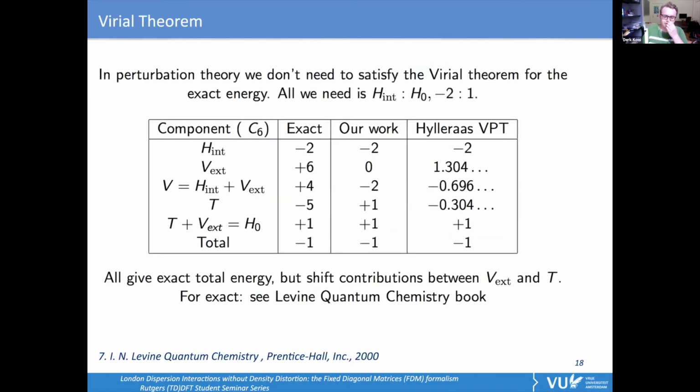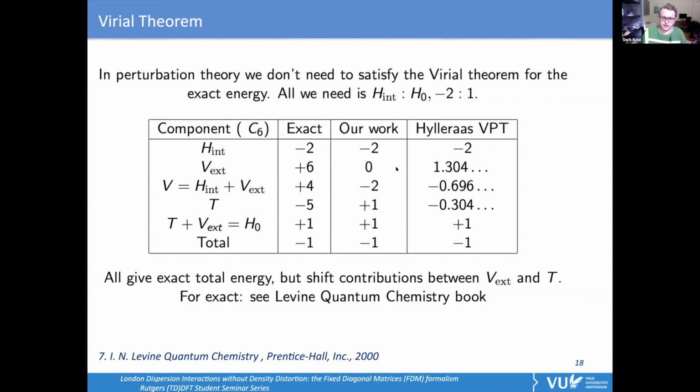A side remark: in what we are doing, we are fixing the density, so we are not allowing the external potential to change. If you look at the components of C6, whether they come from the interaction Hamiltonian, the external potential, or the kinetic energy and the zeroth order Hamiltonian, you can apply the variational theorem. In an exact framework, you would actually have +6 times the C6 in the external potential and -5 times the C6 in the kinetic energy. So we are not even getting the sign right for the kinetic energy, because we are raising the kinetic energy and it should be lowered.